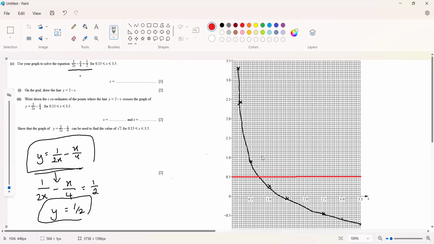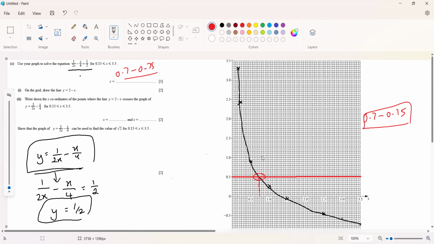So in other words, this intersection point will serve as your solution. According to my graph that I've drawn, this solution is somewhere around 0.7 to 0.75. So this is the range of answer from 0.7 to 0.75. Any of these values should work, yeah?